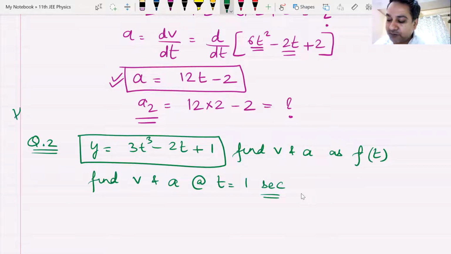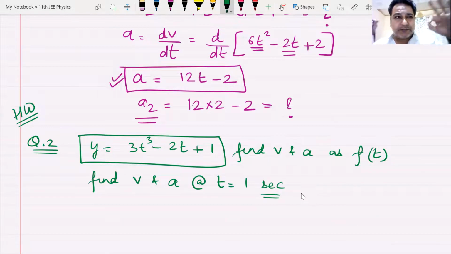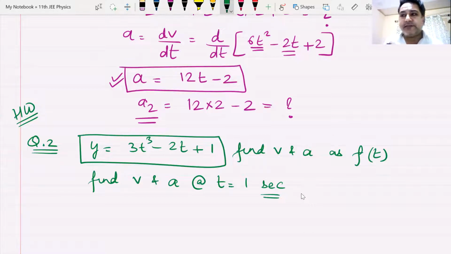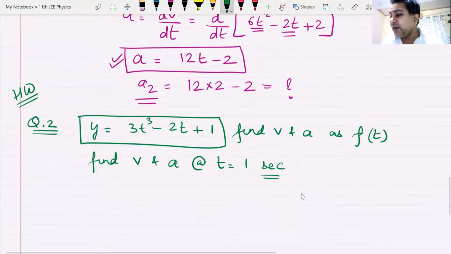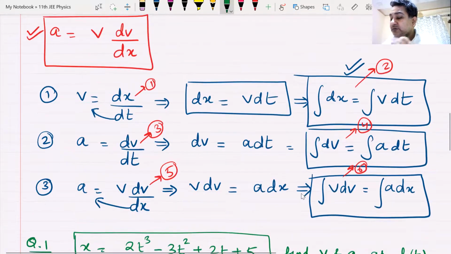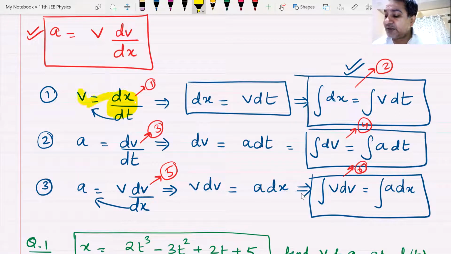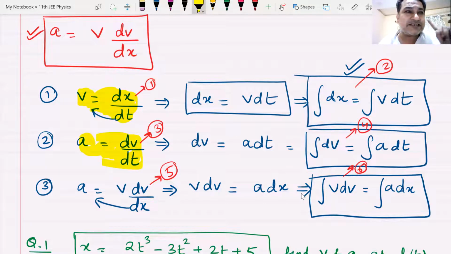This is a homework question, a simple question on the lines of what we have discussed till now. Simple derivative. I hope you can do this for me. Shall I move ahead? Now, we have done questions based on form number 1. We have done v is dx by dt. We have done questions of this type, a is dv by dt. So we have done form number 1 and form number 3.